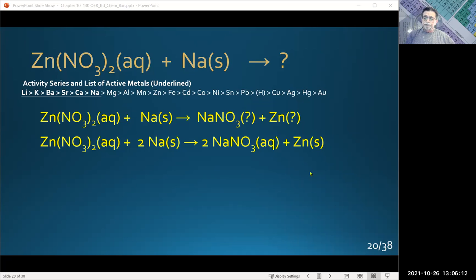Sodium nitrate, we know is soluble because of the solubility rules. Notice here we're pulling the information from everything we talked about so far, okay? The nitrates, if you look at the solubility table, all nitrates are soluble, regardless of what the cation is. Hence, that's why it's AQ, aqueous solution.